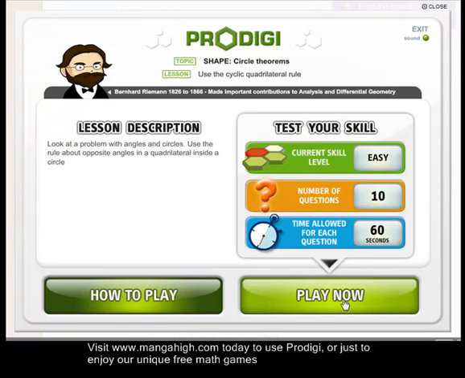So I'm now going to demonstrate a more complicated topic, which is circle theorems in shapes. And the lesson is the cyclic quadrilateral rule. So I'm just going to go ahead and play now.